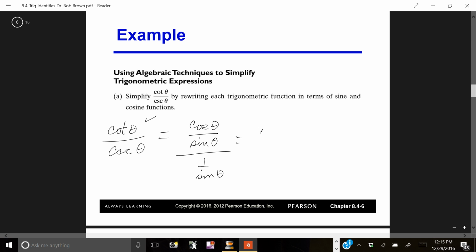And we can simplify this. We can divide by 1 over sine of theta by flipping over the denominator and multiplying. And notice sine of theta and sine of theta cancel out, and we get that this expression equals cosine of theta.